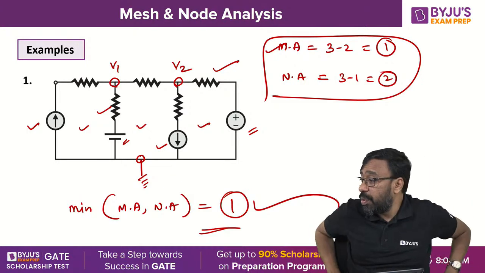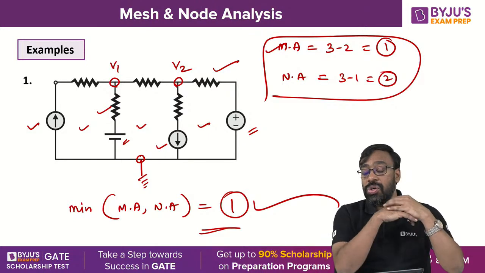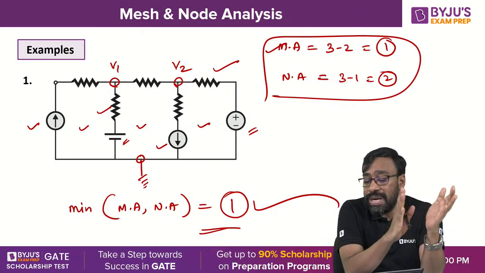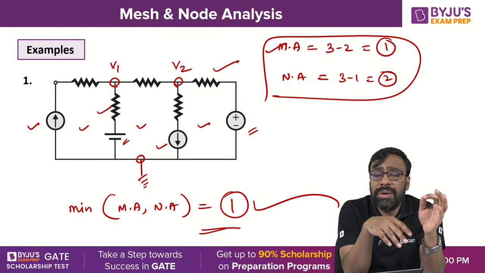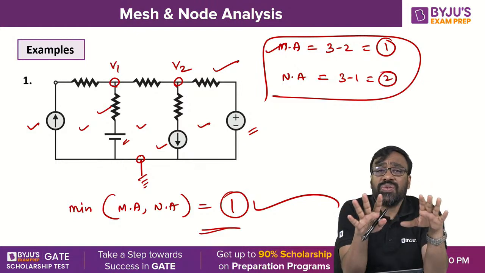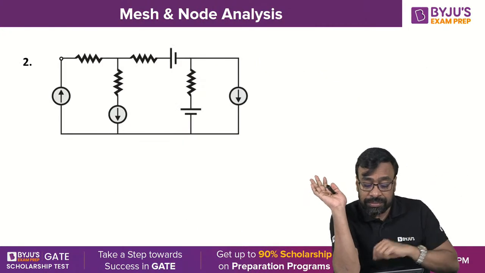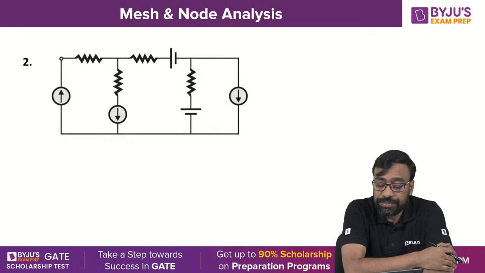I hope you understand the point. So mesh analysis will give you 1 equation, node analysis will give you 2 equations. The minimum number of equations to solve this network is just 1. That you can achieve through mesh analysis. That is how you need to answer. Now coming to this particular problem.